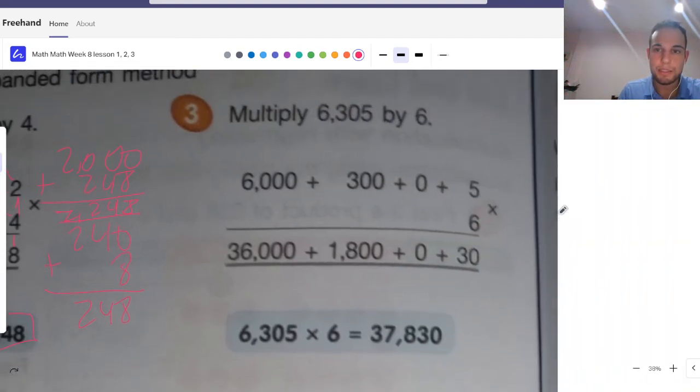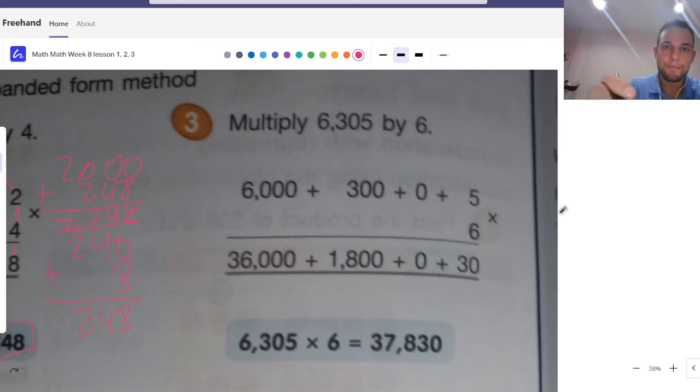All right. Next, we have 6,300, 0, and 5. 6 times 5, 30. 6 times 0 is 0. 6 times 300, 1,800. 6 times 6 is 36. All right. So we have 36,000 plus 1,800 plus 0.